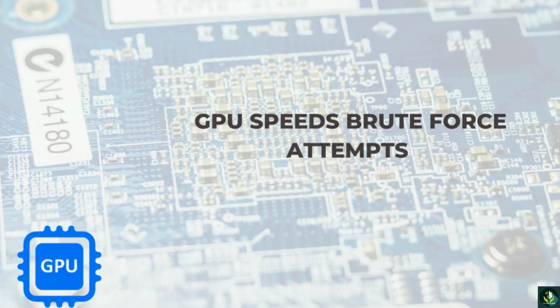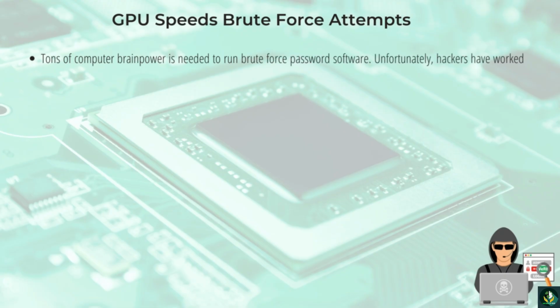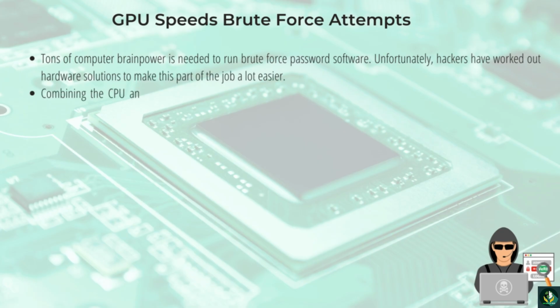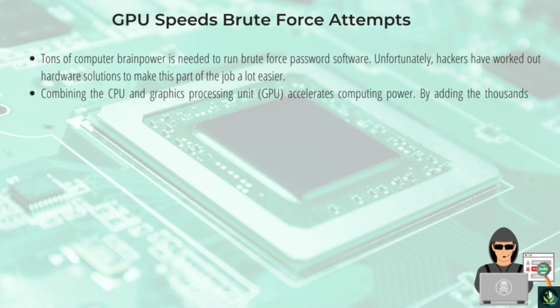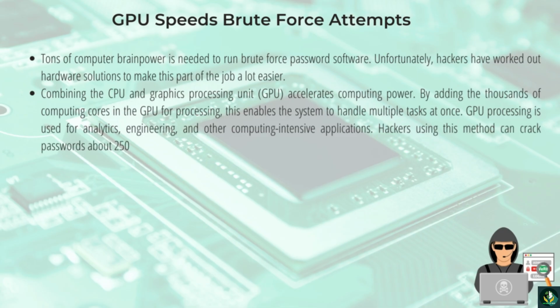GPU speeds brute force attempts. Tons of computer brainpower is needed to run brute force password software. Unfortunately, hackers have worked out hardware solutions to make this part of the job a lot easier. Combining the CPU and graphics processing unit, or GPU, accelerates computing power. By adding the thousands of computing cores in the GPU for processing, this enables the system to handle multiple tasks at once. GPU processing is used for analytics, engineering, and other computing-intensive applications. Hackers using this method can crack passwords about 250 times faster than a CPU alone.